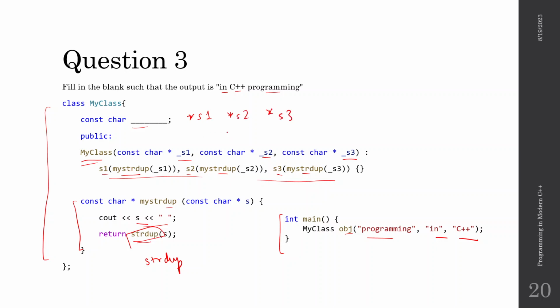Okay, so of course these will be there over here, but you will see that if we define it like this, s1, s2, s3, then the constructor is also s1, s2, s3, then of course it will print programming in C++ instead of in C++ programming. So the order of the arguments is programming in C++, but we have to print in C++ programming.